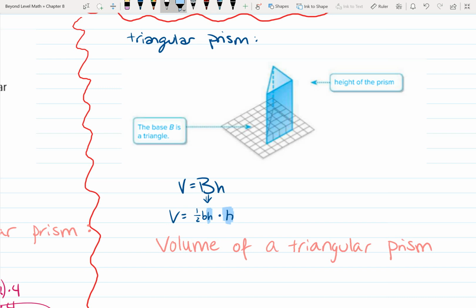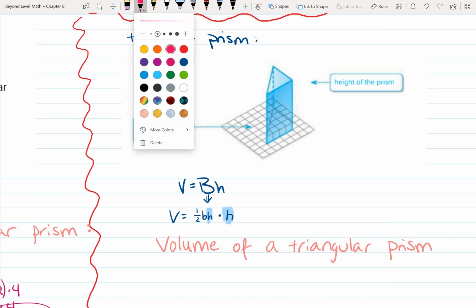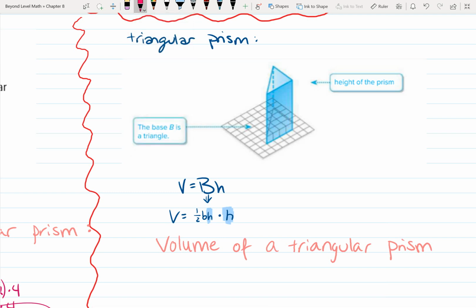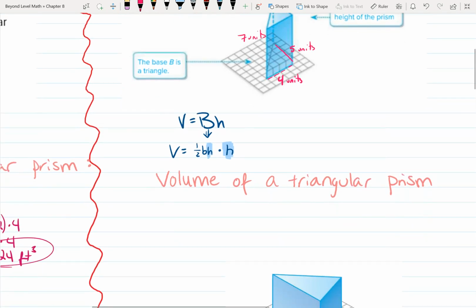So if we looked here, let's kind of break this prism down. Let's count the units. So 1, 2, 3, 4. So this is 4 units. 1, 2, 3, 4, I think that is 5 units. And then let's call this 7 units. So the height is 7. So I'm going to rewrite this down here. B equals 1/2 base times height.